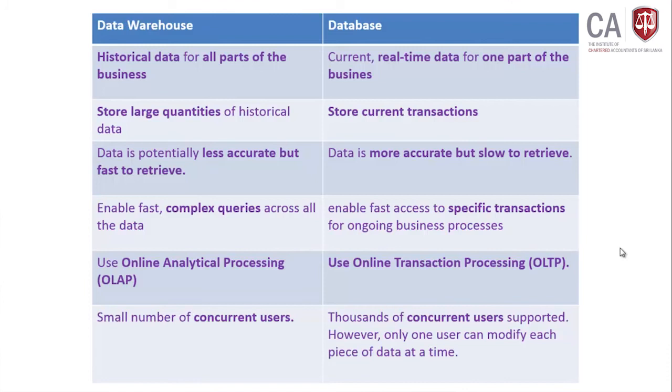Data warehouses enable fast complex queries across all the data. There can be complex queries. Databases enable fast access to specific transactions for ongoing business processes. There are specific transactions there.